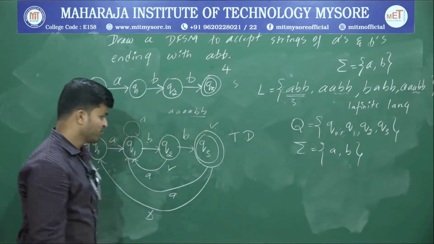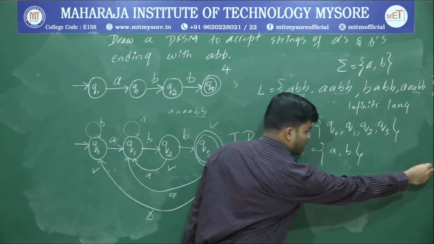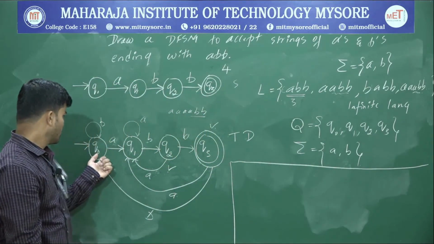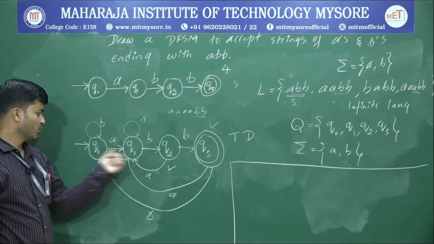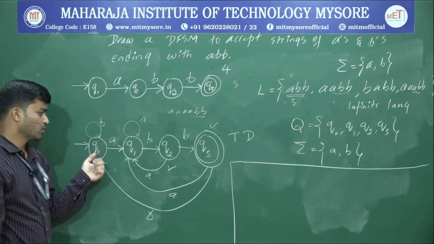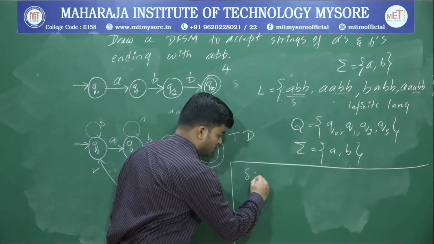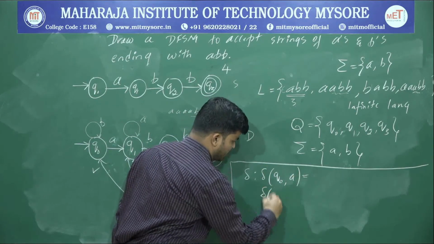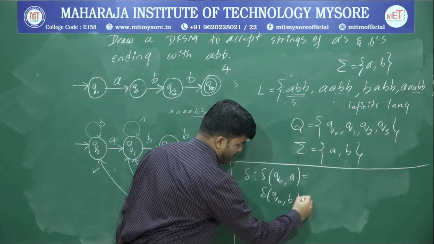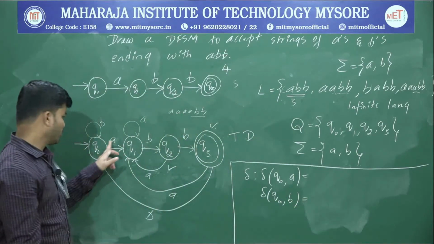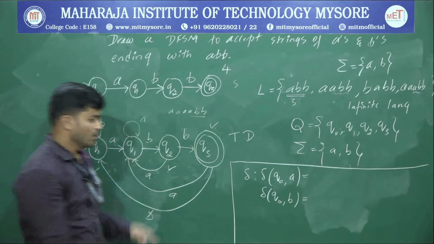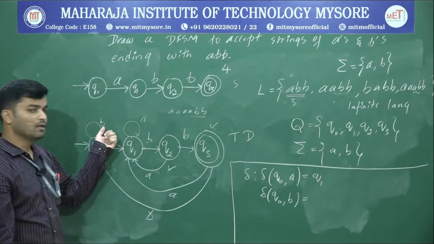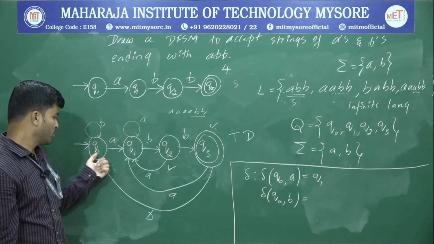And what about the transition function? That is delta of Q0 upon A, and delta of Q0 upon B. Q0 upon A is Q1. What is Q0 upon B? Q0 upon B is again Q0.